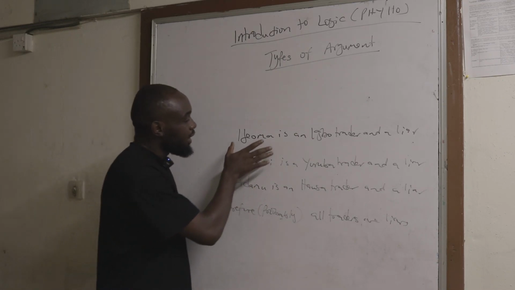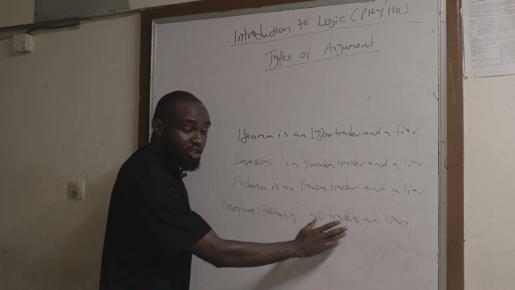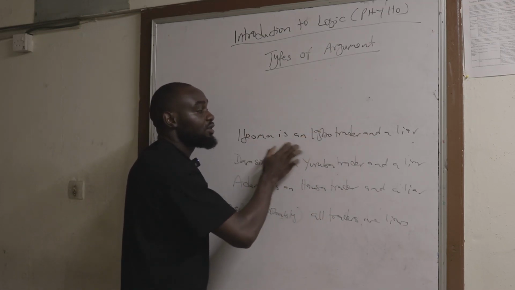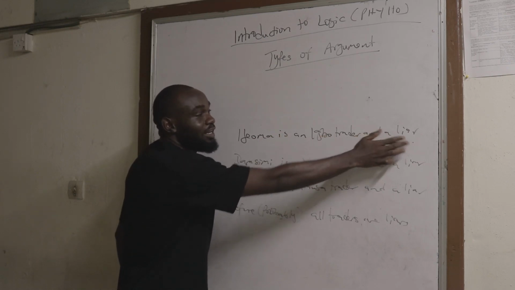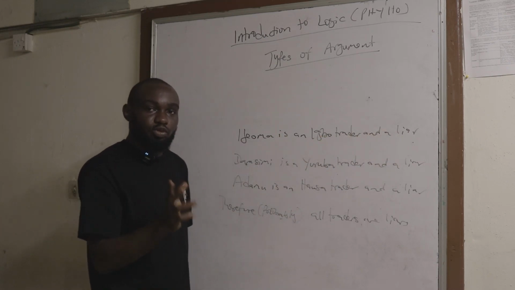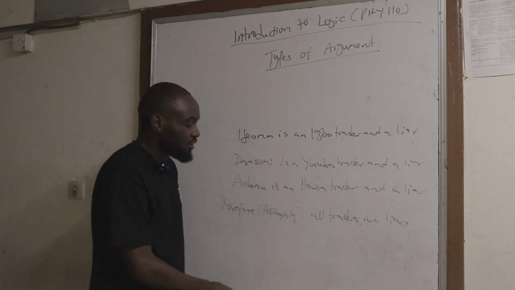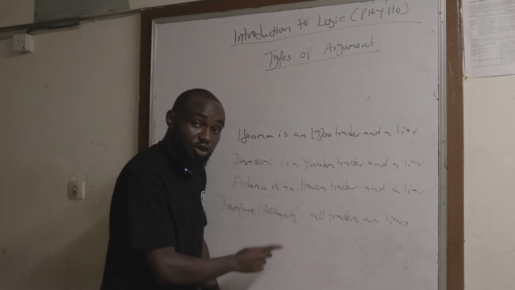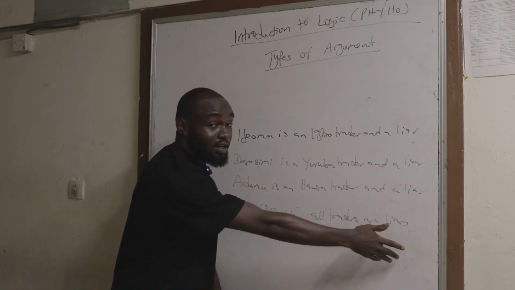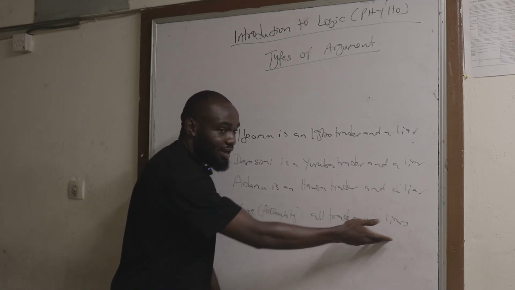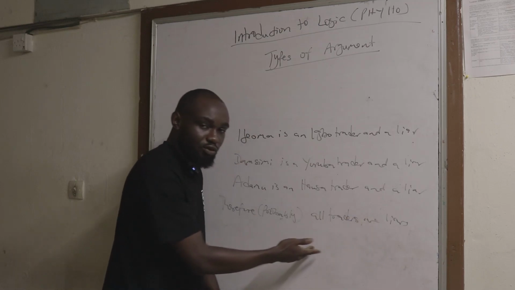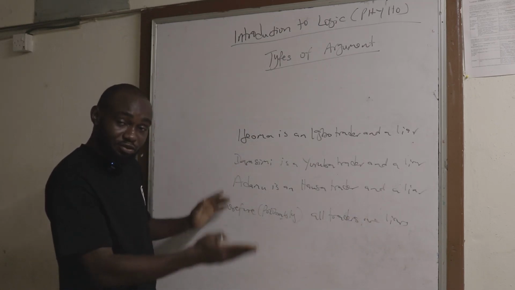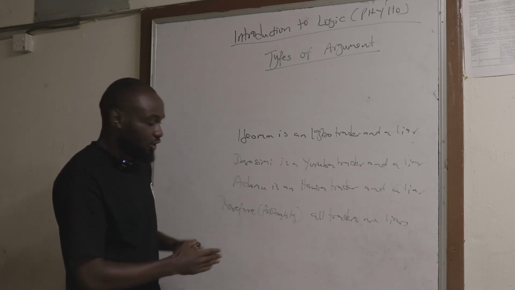Now, if you look at this example that I've given so far on the board, you see that it moved from a particular premise to a general conclusion. Ijoma is an Igbo trader and a liar. It's a particular proposition which serves as the premise of this argument. So the conclusion is a general proposition which serves as the conclusion. All traders are liars. So all traders are liars in this case is a general conclusion. So this is a classical example of an Aristotelian inductive argument.